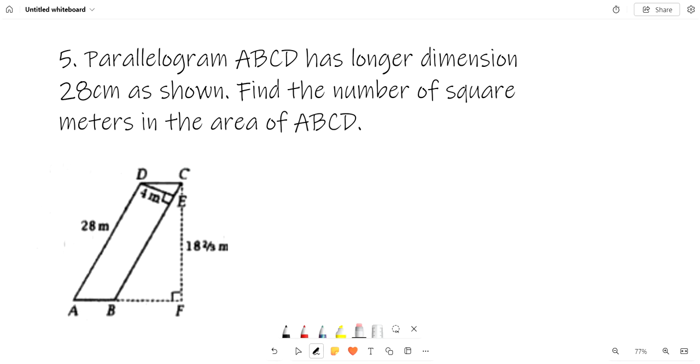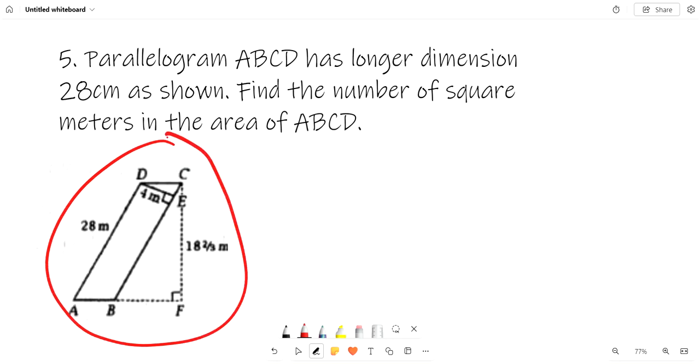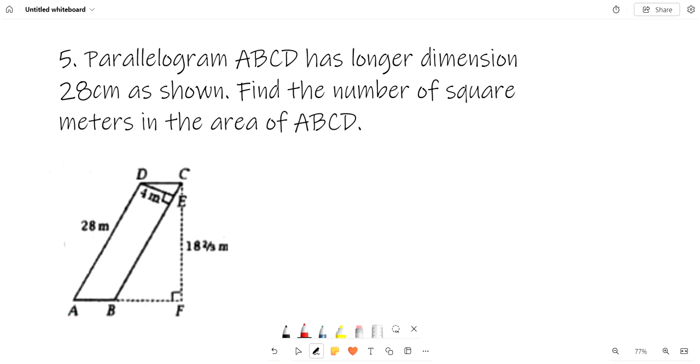Okay, so now we are asked to find the area of parallelogram ABCDE. So we know that parallelogram ABCDE has side length 28, altitude 4, and if we make a right triangle, this is 18 2/3. So we have to find the number of square meters in the area.